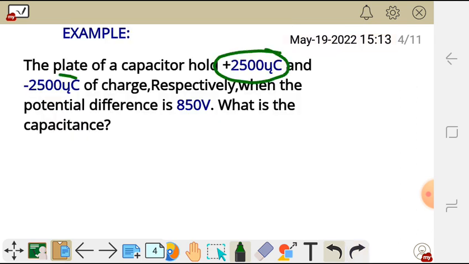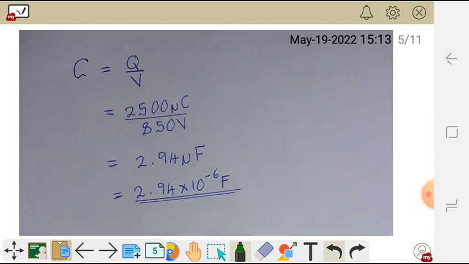Here I'm going to pick one of these and take its magnitude. The magnitude of positive 2500 microcoulomb is simply 2500. So the formula is capacitance equals charge over voltage. Our charge is 2500 microcoulomb and our voltage is 850 volts. Dividing 2500 microcoulomb by 850 volts, we are going to have 2.94 microfarads, which is equal to 2.94 times 10 to the power negative 6 farads.